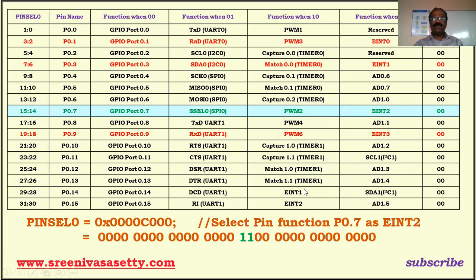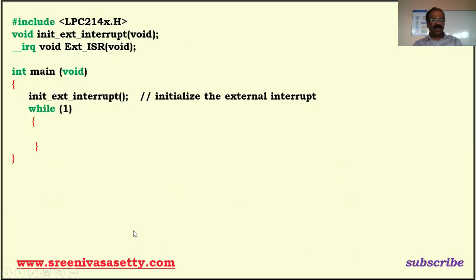Suppose we want to use EINT0, then you have to go for P0.1. If you want to use EINT1, you have to go for P0.3. In this case, we are using EINT2, so you have to go for P0.7. That is very, very important. So I explained all the concepts, each and every statement.